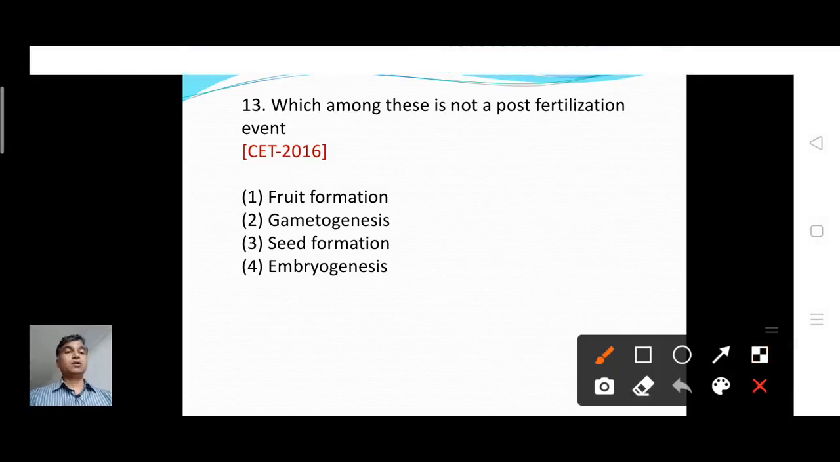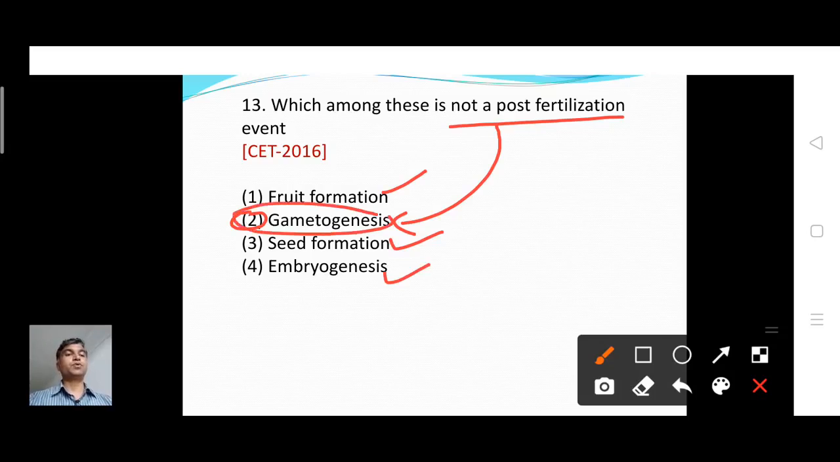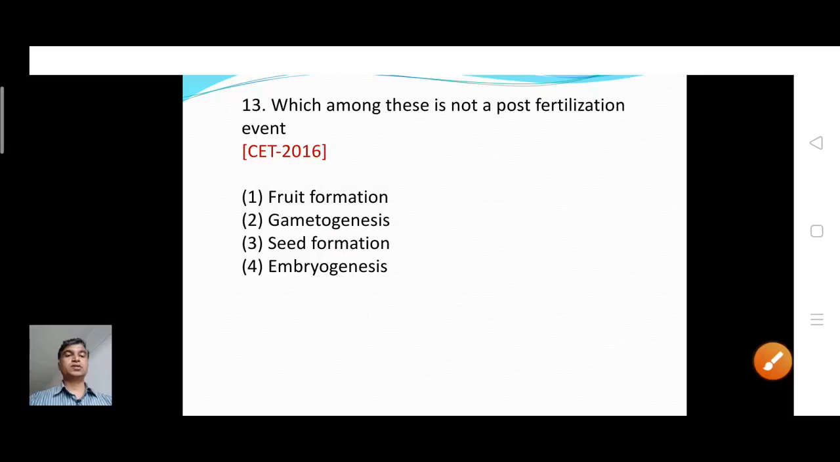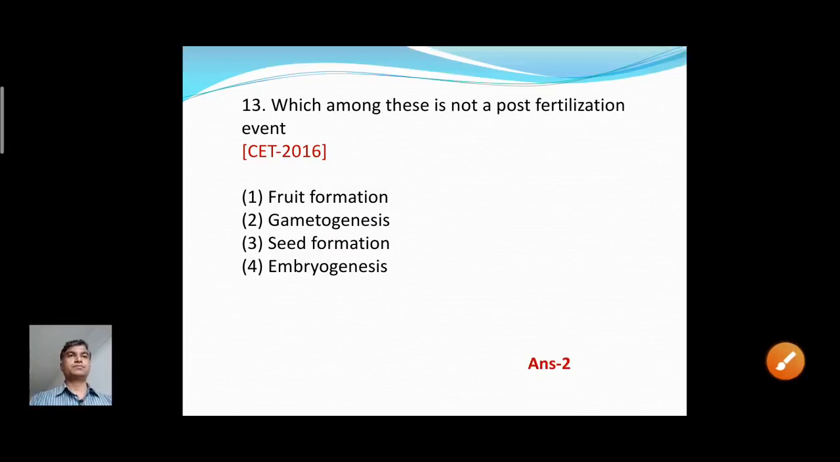Here, which is not a post-fertilization event? Fruit formation is a post-fertilization event. Fruit is a fertilized ovary. Gametogenesis is not a post-fertilization event. Correct? Gametogenesis takes place before the fertilization. So this is the correct answer. Seed formation is also after fertilization. Embryogenesis also takes place after fertilization. Out of these, gametogenesis is not a post-fertilization event. So the answer is the second one.